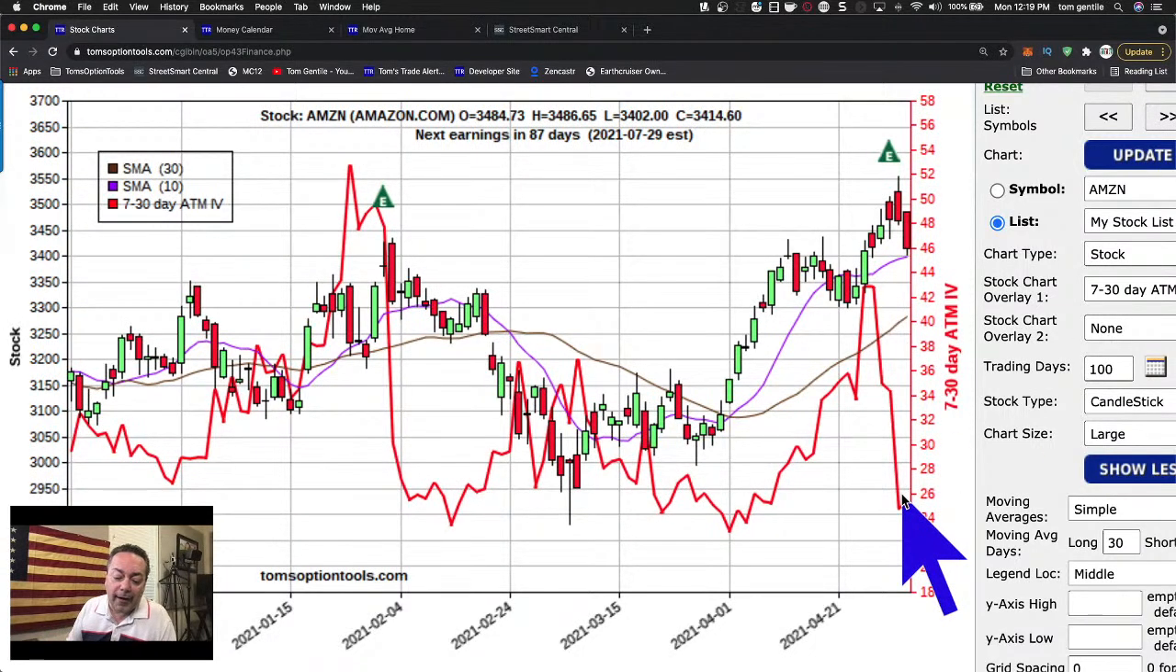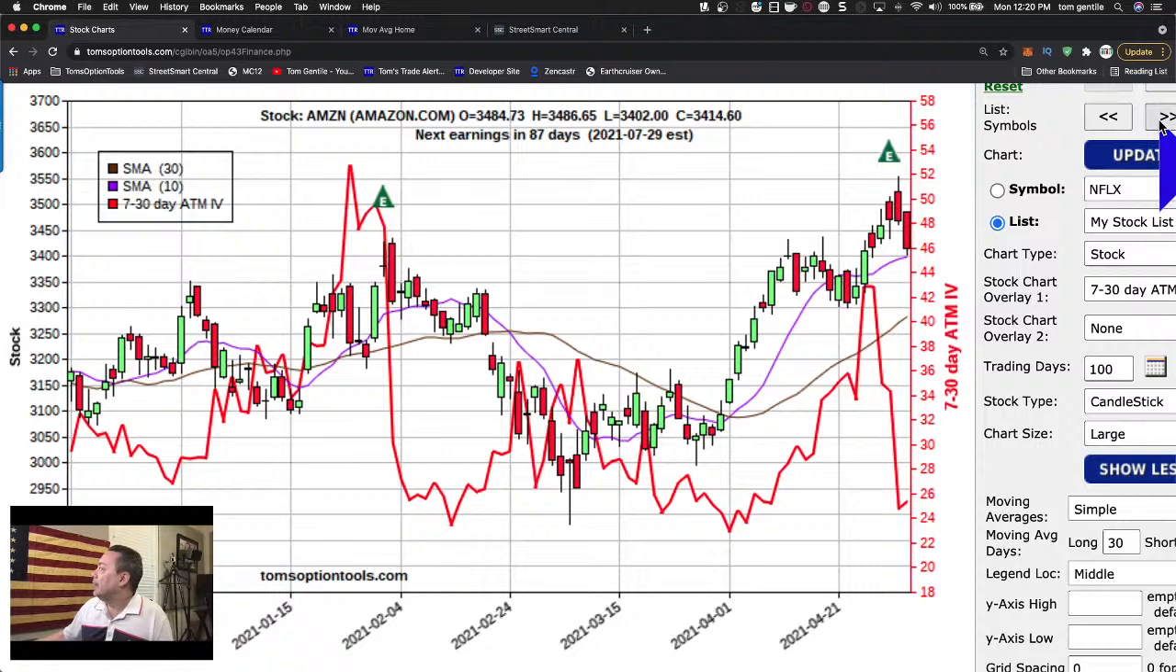Amazon, I tried to get into selling some premium. And again, here's another one that I set too high. I set the bar too high for Amazon, and I couldn't get filled on this trade last week, and it would have worked out brilliantly because the stock didn't pop at all. In fact, it popped up and closed down on the day and ended right back down here, pretty much where it was the day before. A great day for anyone that sold premium on Amazon.